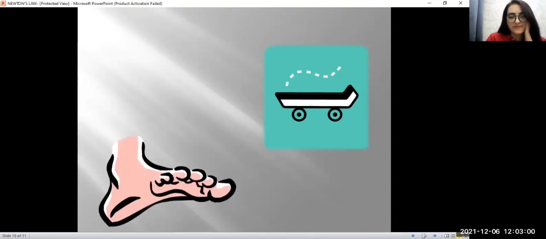Second photo. Why does it hurt so much when you stub your toe? When your toe exerts a force on a rock, the rock exerts an equal force back on your toe. The harder you hit your toe against it, the more force the rock exerts back on your toe, and the more your toe hurts.